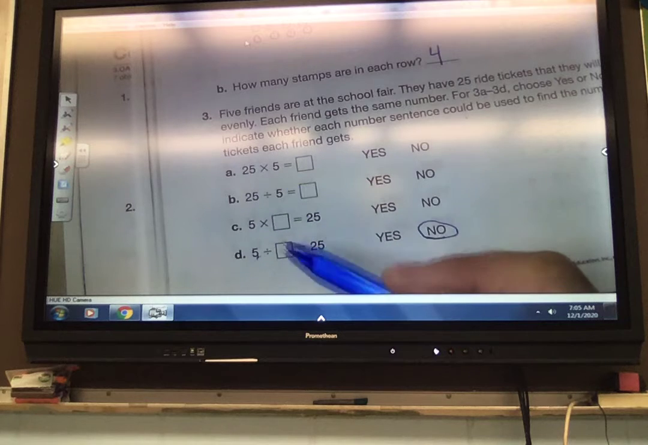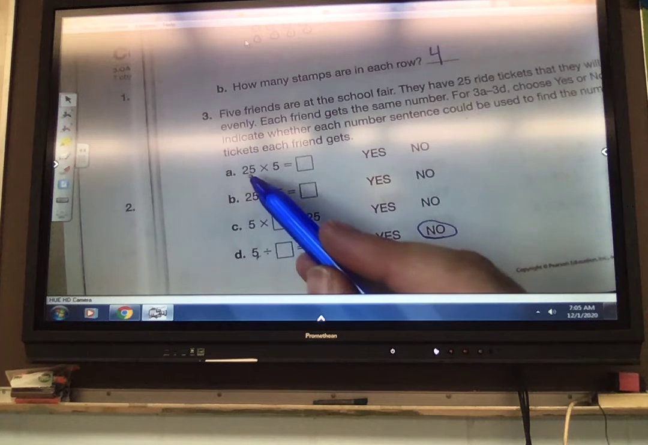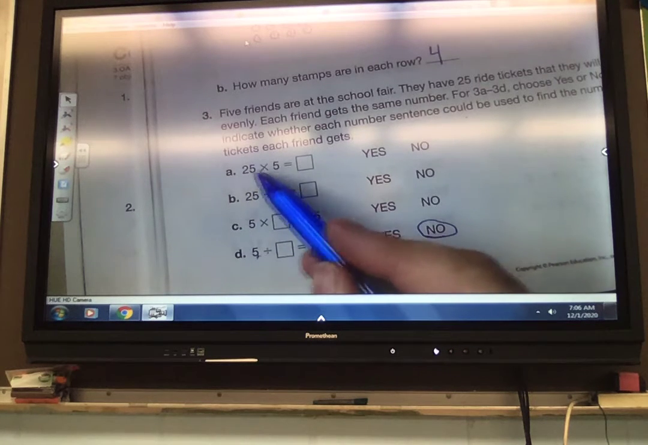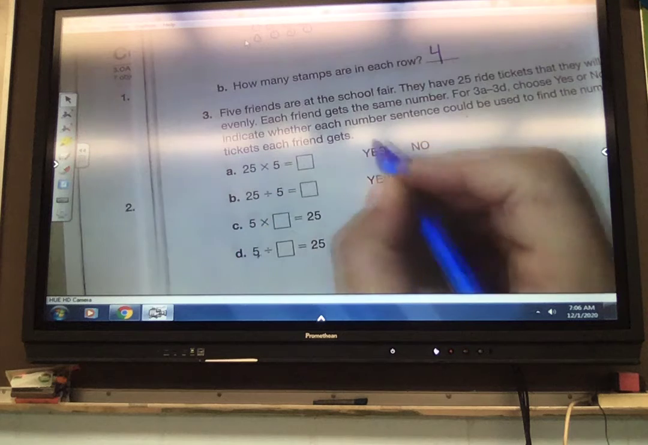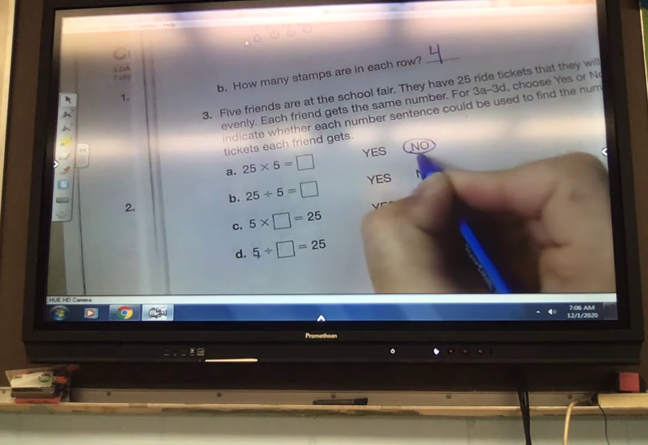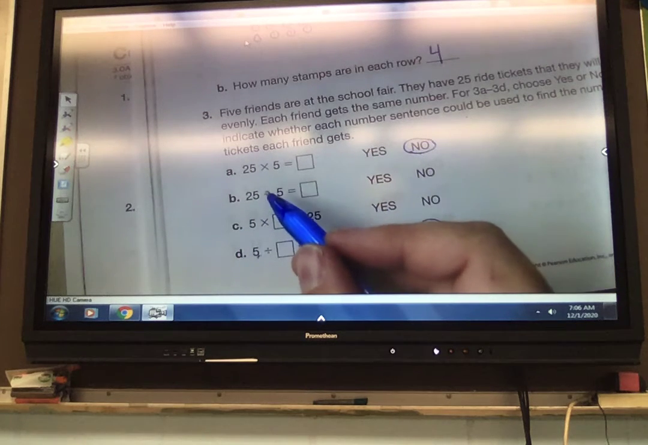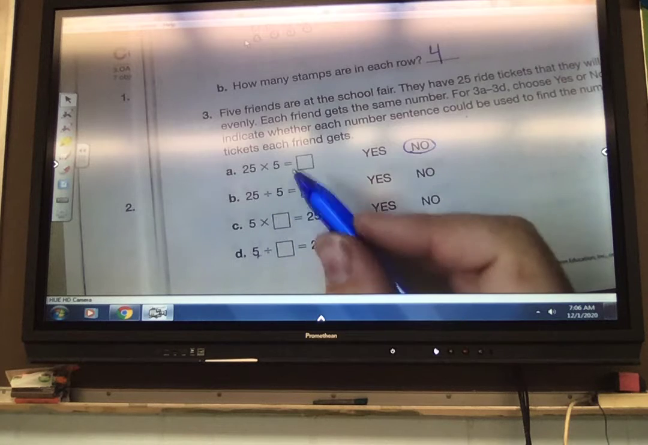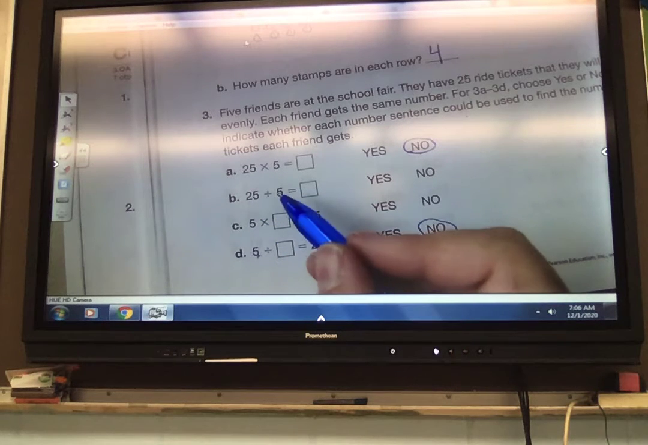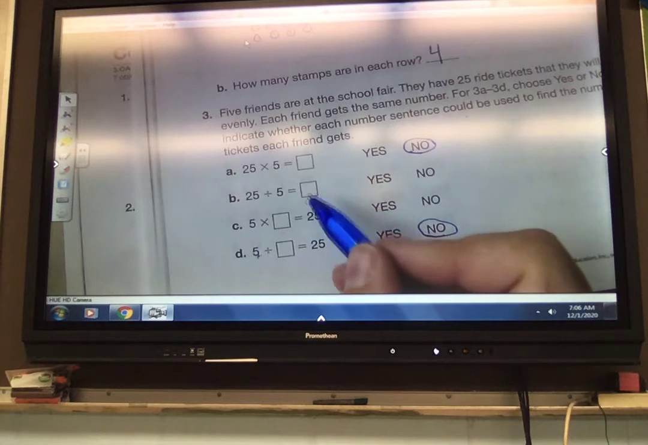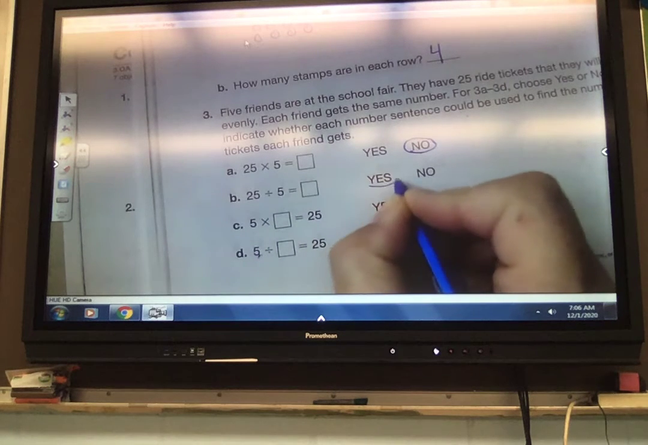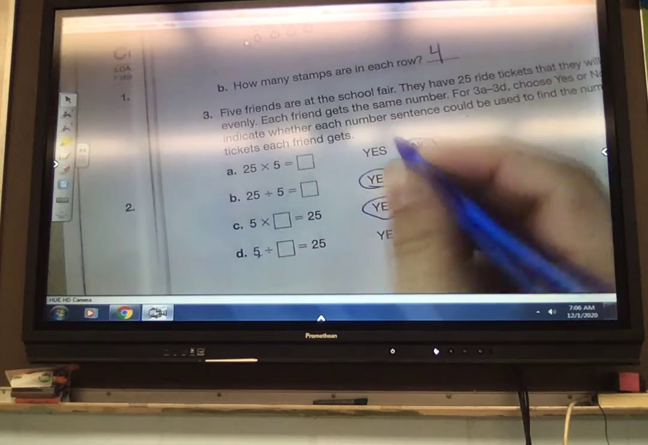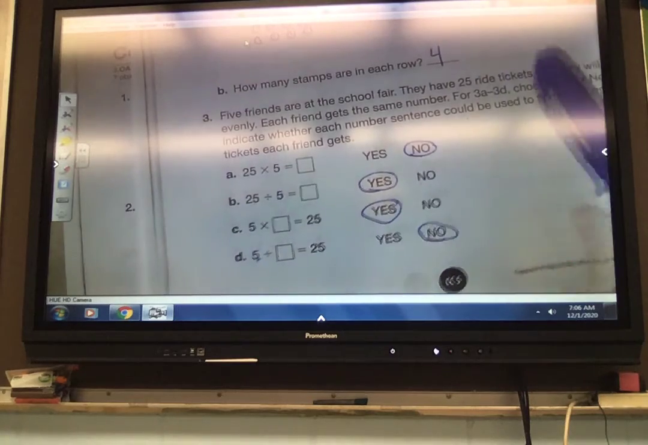When you divide, you get something smaller. Now the other one that doesn't make sense is A. 25 is the largest number. Why would you put it in the multiplication problem? So that's the other one that is a silly choice. So we're left with B and C, and both of those will work. 25 divided by 5 gives us 5, and 5 times 5 gives us 25. Both of these will make sense when you read this problem up here.